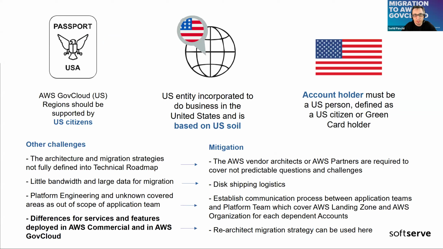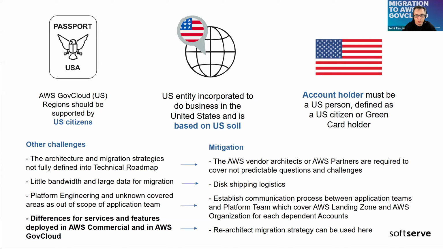Also, we have some US-based challenges, like AWS GovCloud regions should be supported by US citizens from the client and from the AWS vendor as well. The account holder must be a US citizen, and everything should be based on US soil. There is no possibility to somehow mitigate this, just be flexible and work based on the mentioned requirements.